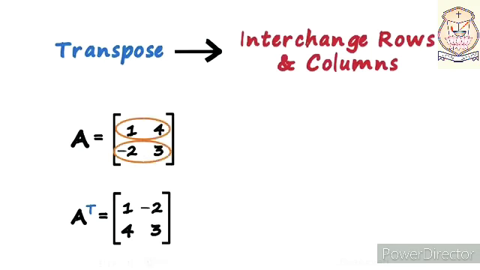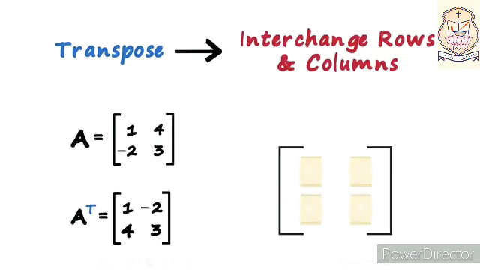The rows of the matrix become the columns of its transpose. Or we can also say that the columns of the matrix become the rows of its transpose. Column 1 became row 1 and column 2 became row 2. But students often get confused at this point. So here's a good way to remember transpose.